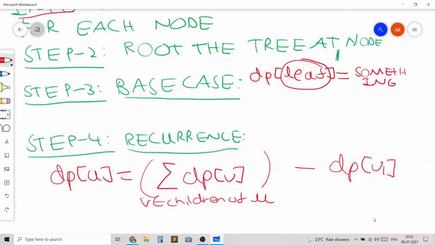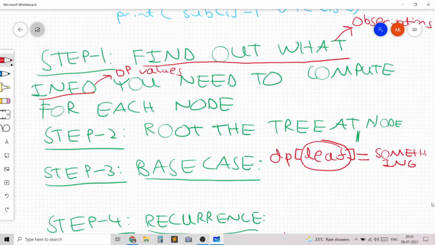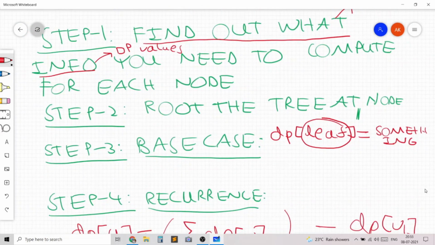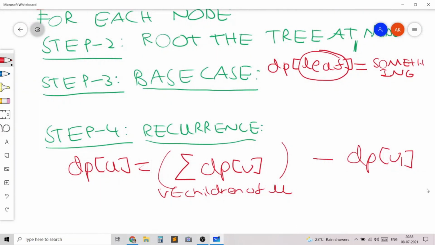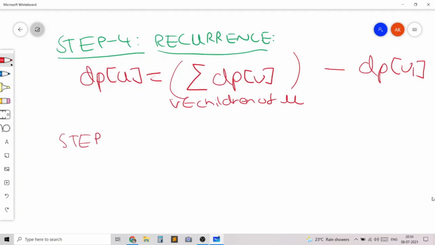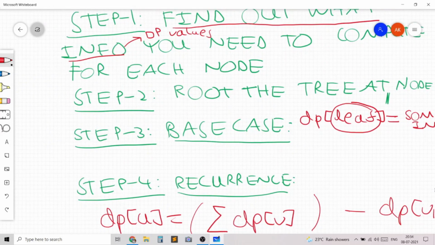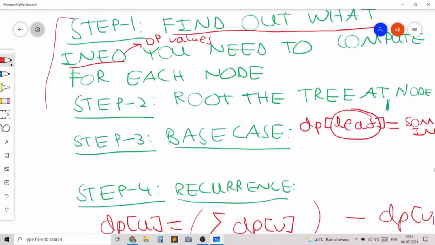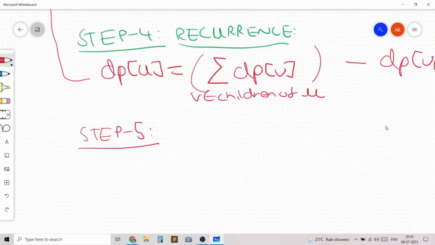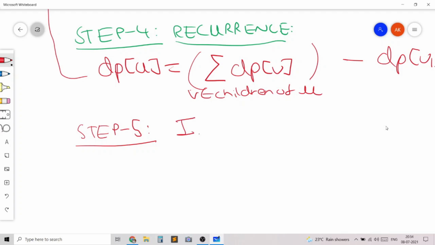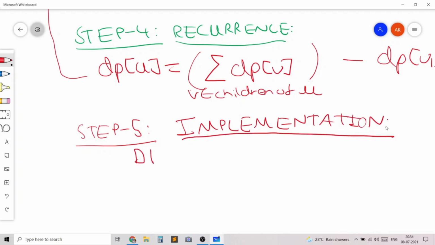So the only way in which you can figure out the base case, the recurrence, and the DP values is by solving more problems. And that's what this course will teach you how to do. And now one last important step, which is step 5, is after we have found the general idea. So steps 1 to 4 were the steps to be taken to get the answer on paper, or basically get the logic clear. But step 5 is the implementation, and I'll be sharing all the implementation details in the next video.